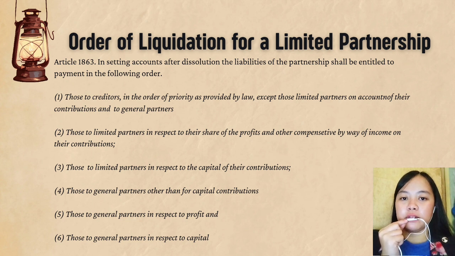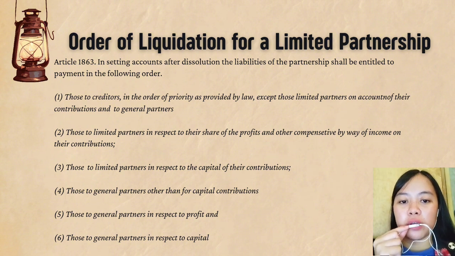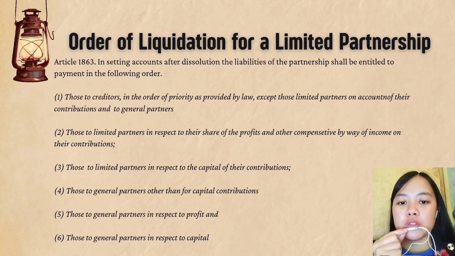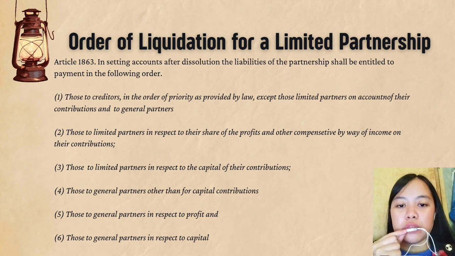for the principal. So, the following order: those to creditors in the order of priority as provided by law, except those to limited partners on account of their contributions and the general partners. Those to limited partners in respect to their share of the profits and other compensation by way of income on their contributions. Those to limited partners in respect to the capital of their contributions. Those to general partners other than for capital contributions. Those to general partners in respect to profits, and those to general partners in respect to capital.